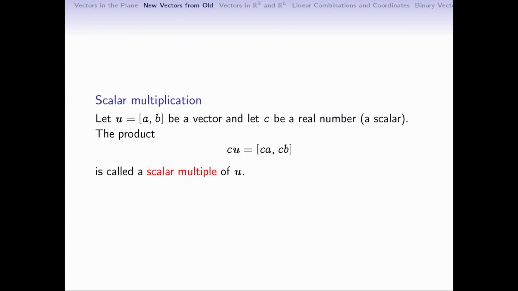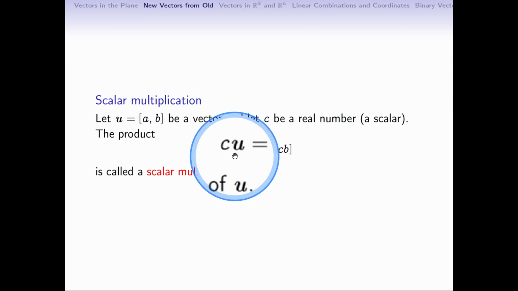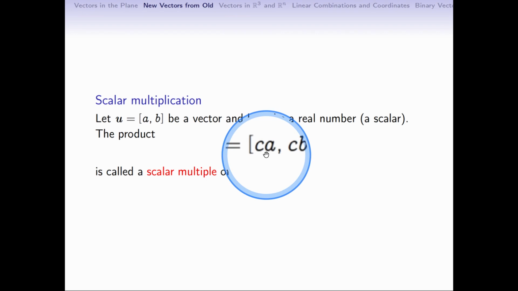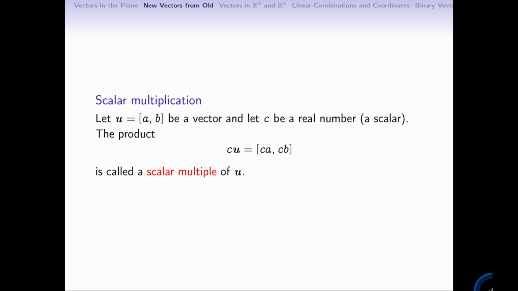Our next main operation is called scalar multiplication. So let u be the vector with components a and b, and let c be a real number. And in this context, it's always called a scalar. And I want to form a new vector called c times u, a product of a scalar quantity and a vector quantity. So this is going to give me a vector, and it's easy to describe what that vector is. I simply take the components of u and I magnify them or multiply them by that scalar c. So the result of this is what's called a scalar multiple of u.